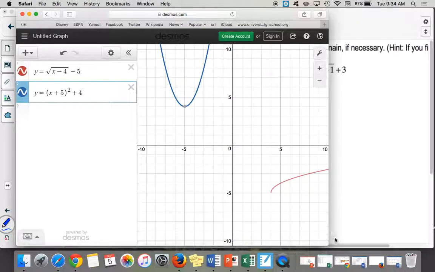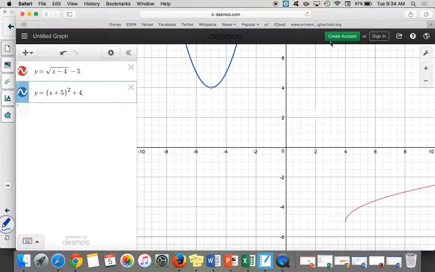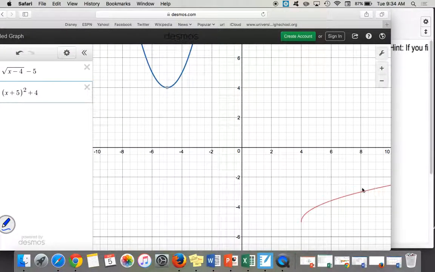Let me hide this. The first one is the one that's in red. This is half of a parabola on its side, right? This is a square root function. It's been shifted, right? It was right 4, down 5. So from here we went to the right 4 and down 5 and we started the square root function. Does that make sense? Its domain starts at 4 and goes to infinity. Its range starts at -5 and goes to infinity.